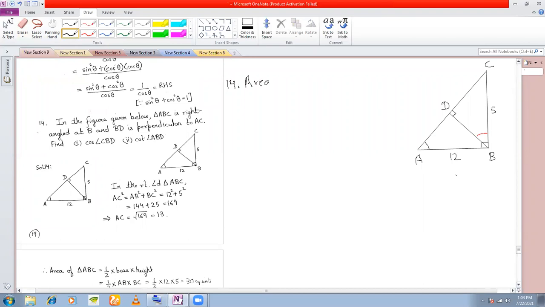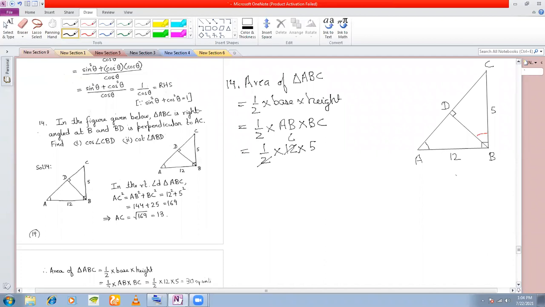Area of triangle ABC is half into base into height. Here the base is, you can take anyone as the base. You can either take AB as the base or BC as the base. Let's take AB as the base, and height you take as BC. So half into AB here is 12, BC here is 5. Okay, so you cancel this, you get 30 square units. This is the area of this triangle.